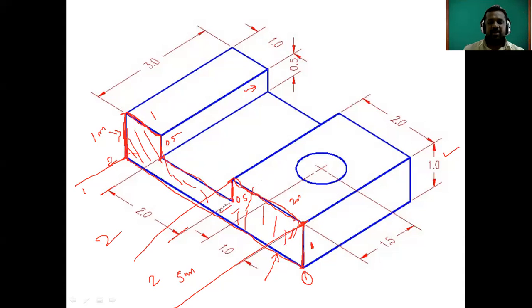Now tell me how to draw the remaining portion. See here, this distance they have given. Now from this point we can easily draw this line. We just have to draw parallel lines. This line we can easily draw. What is the length of this line? It is 3 mm.